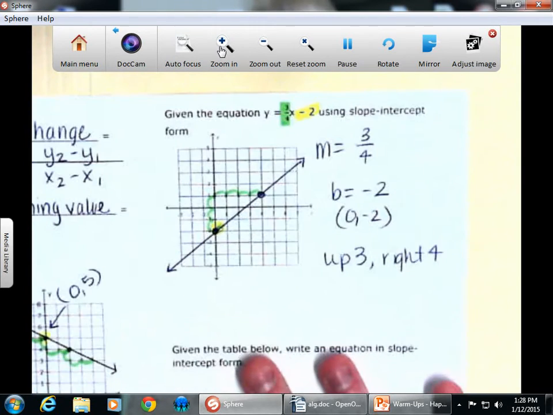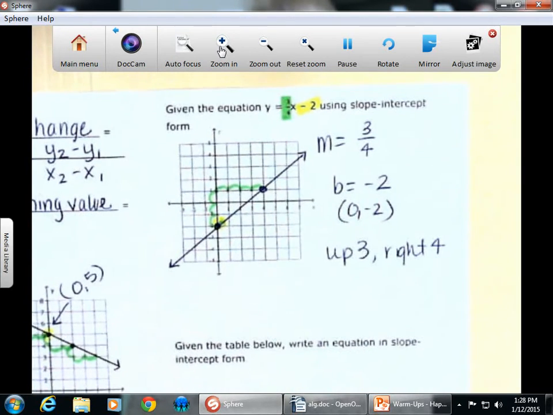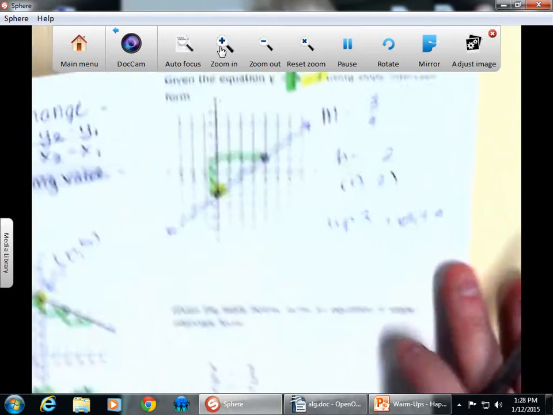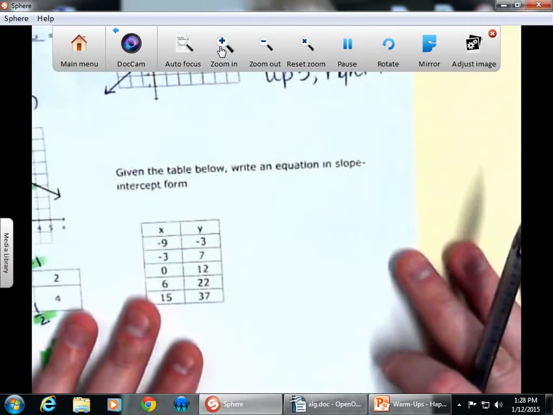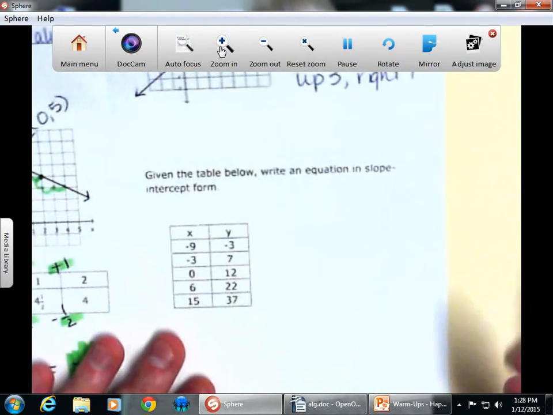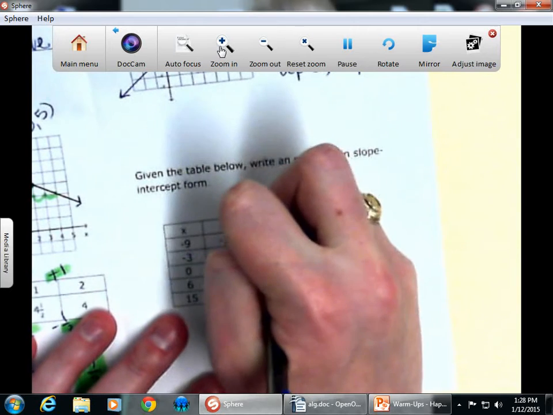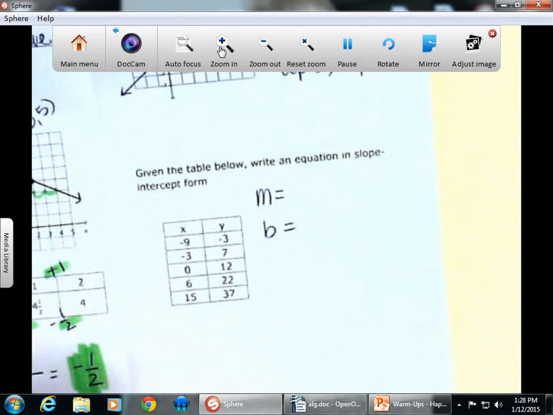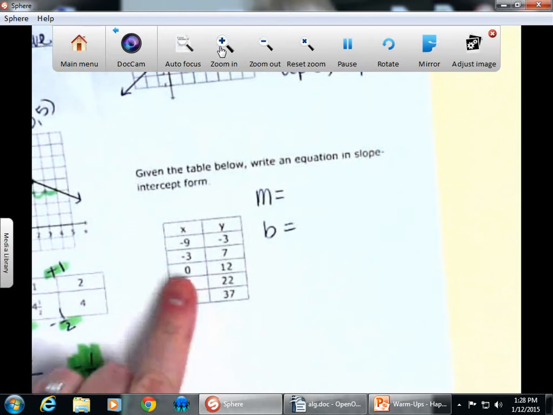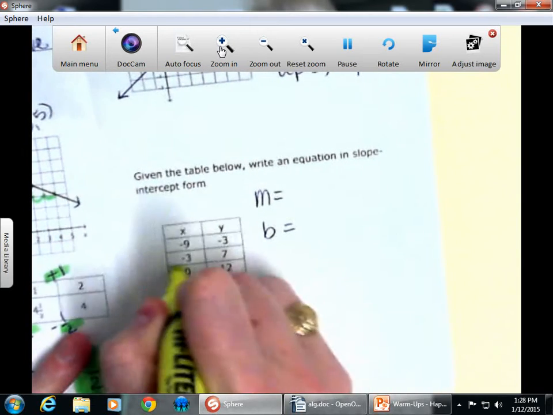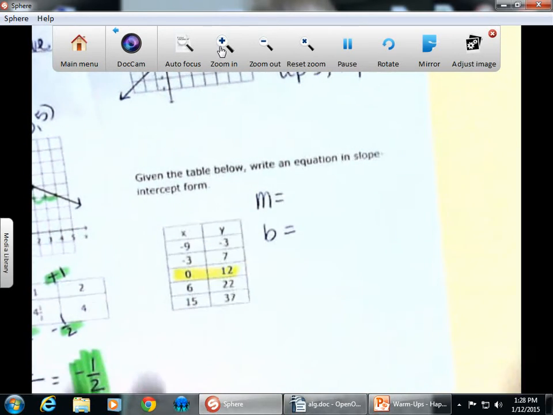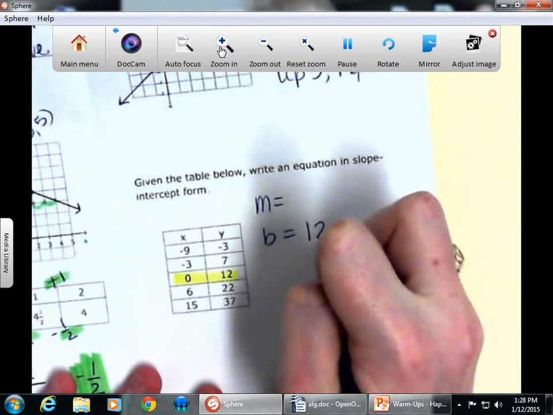Okay, then the last one says, given the table below, write an equation in slope-intercept form. In order to write an equation, you always need your slope and your y-intercept. So if you look at the table, your y-intercept is on there. It's when x is 0. So 0, 12, which means my b value is 12. Now I need to find my slope. I need a constant slope, so I need to check for that.